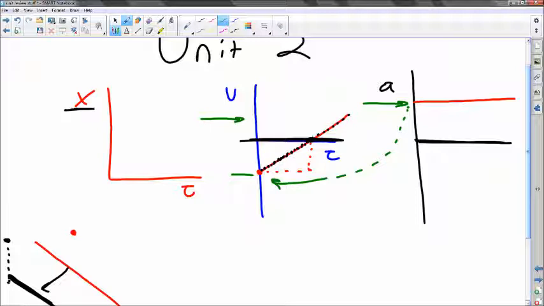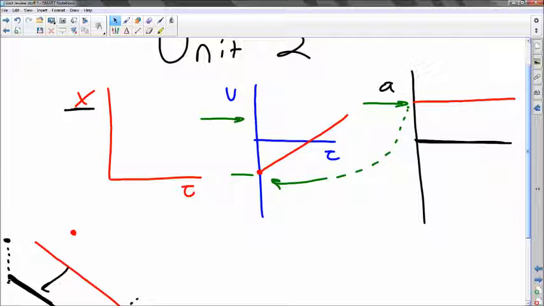The velocity was in the negative direction. It has an opposite acceleration, so that's going to take away from the velocity until it's taken all the velocity away, and it ends up at zero. And then if the acceleration continues, then it can speed up again. Okay?